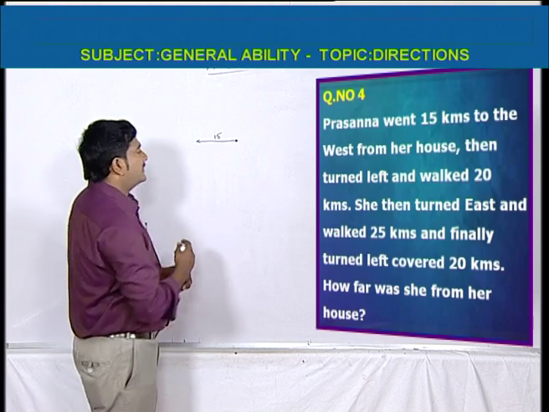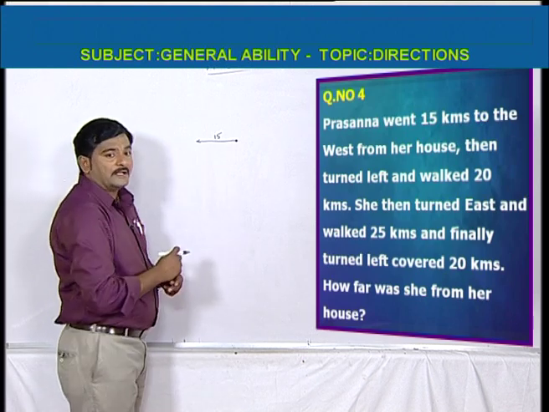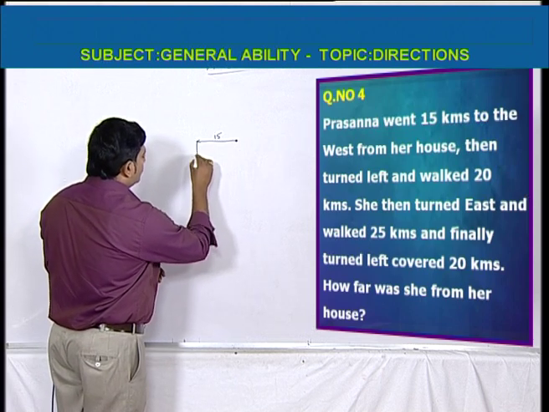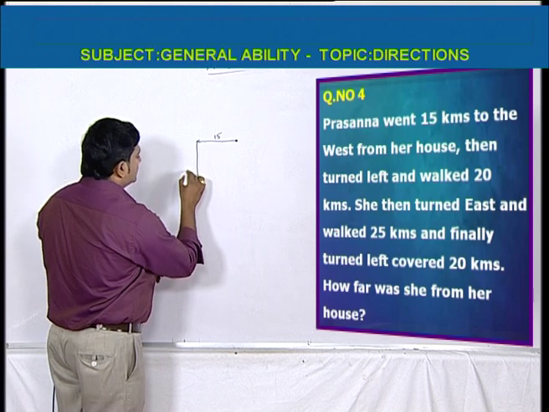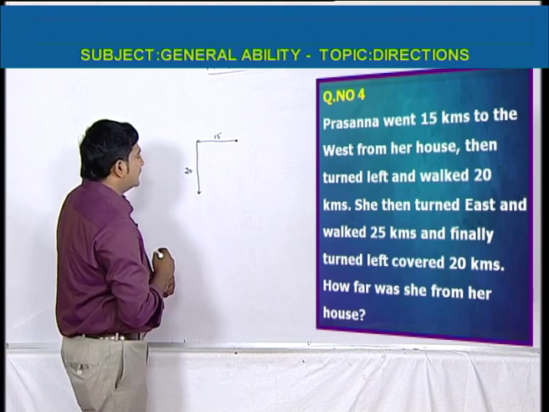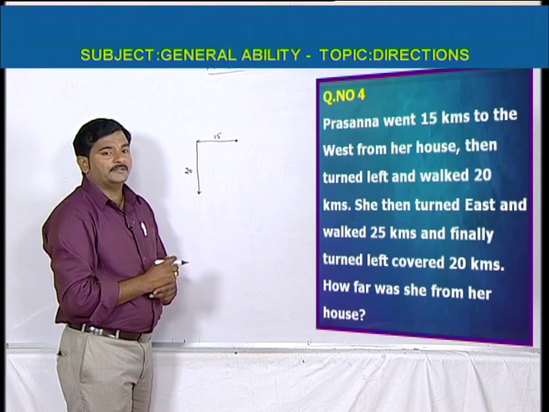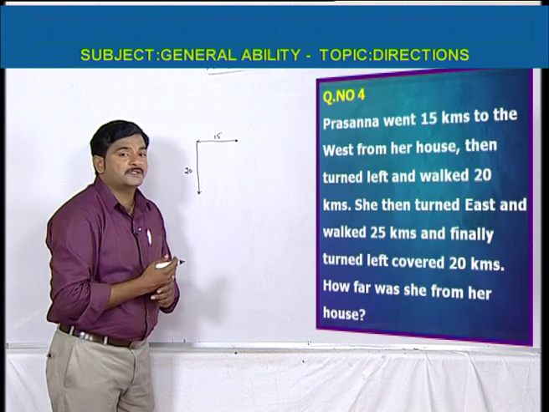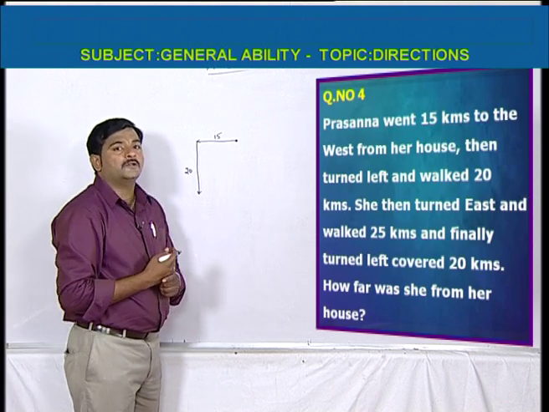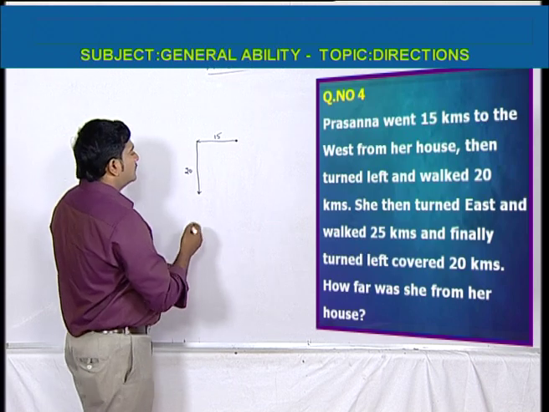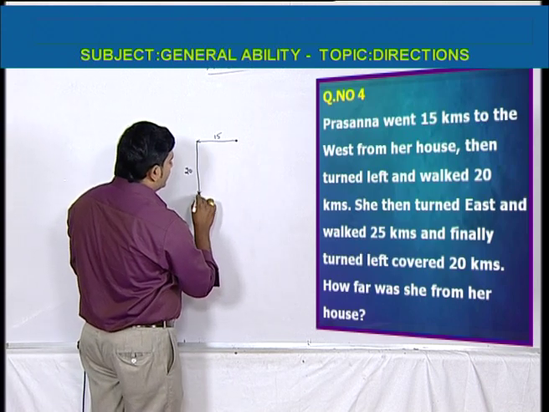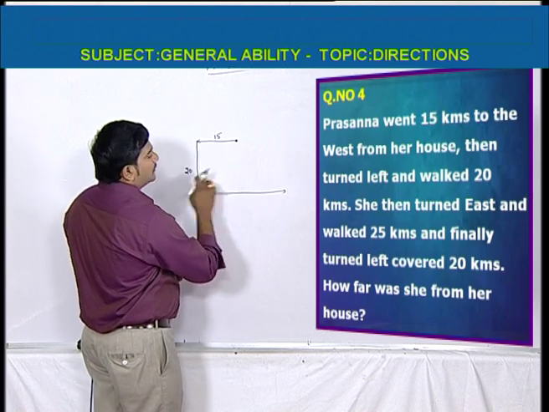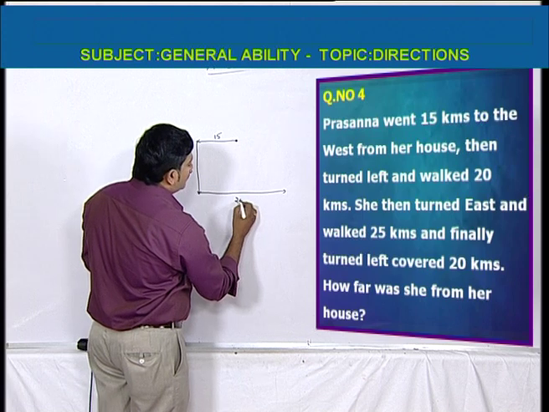Then she turned left and walked how many kilometers? 20 kilometers. So think that this is 20 kilometers. You need to get the accurate diagram. Then what happened? Then she turned east. We know the east direction already. Again she turned east and walked how many kilometers? 25 kilometers. So 15 kilometers, 20 kilometers, and next he gave 25 kilometers.